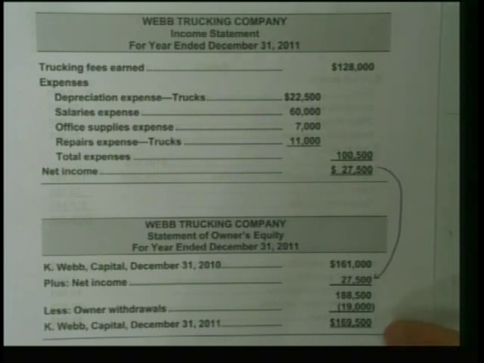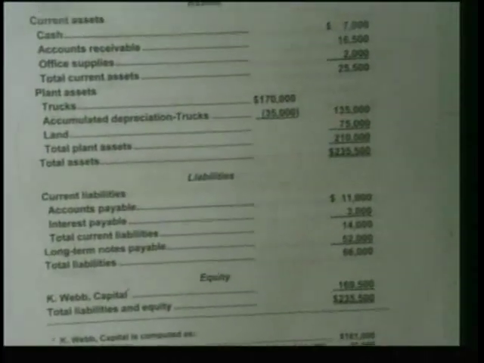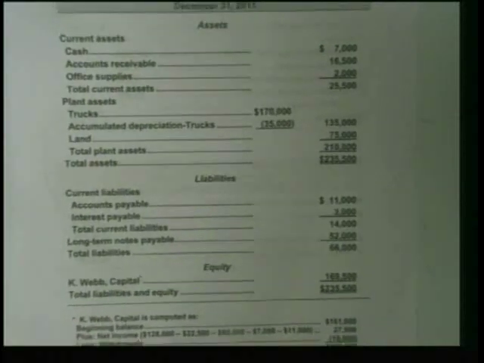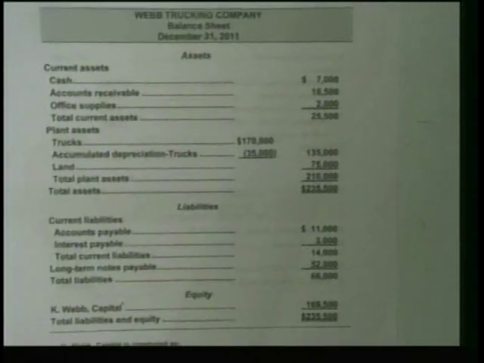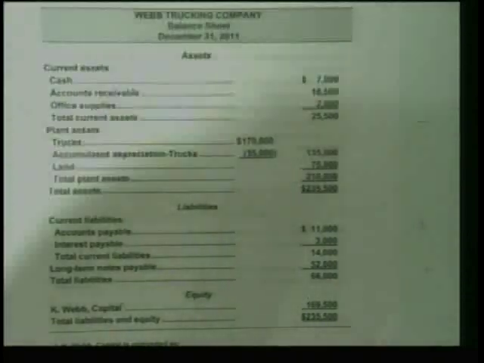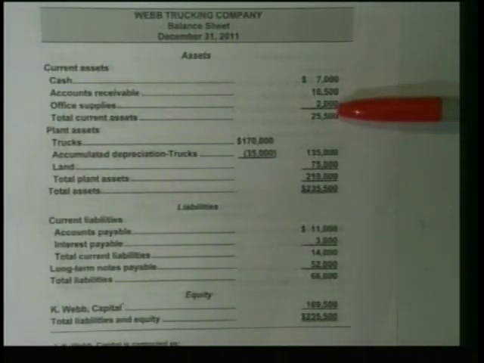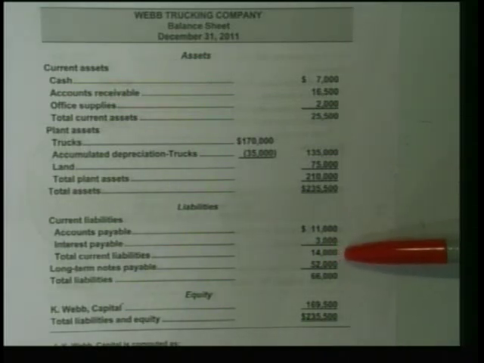Now, the ending balance of that capital account is $169,500, right? That's going to flow over to the classified balance sheet. Now, this one wasn't as subtotaled as the one in the slides that we went over. But one of the important things on here is they did a subtotal for both current assets as well as current liabilities, right?